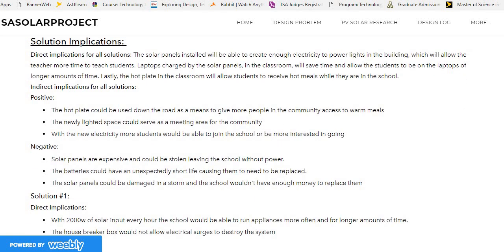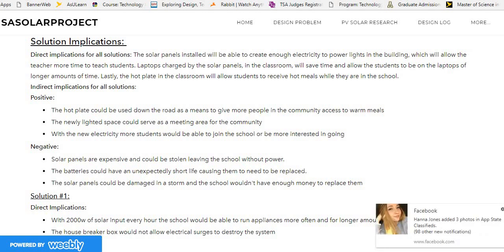For some of the indirect implications for all the solutions, I decided to make 2 columns, positive and negative, just to give the 2 different sides of what the indirect implications would be. First, the positives: the hot plate could be used down the road as a means to give more people in the community access to warm meals. Second, the newly lighted space could serve as a meeting area for the community. And third, with the new electricity, more students would be able to join the school or be more interested in going to the school.